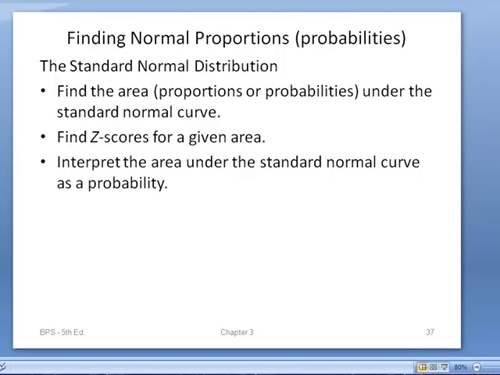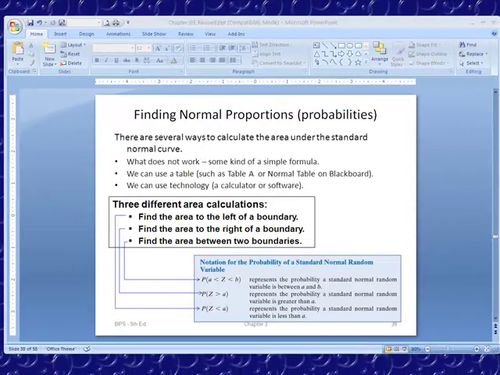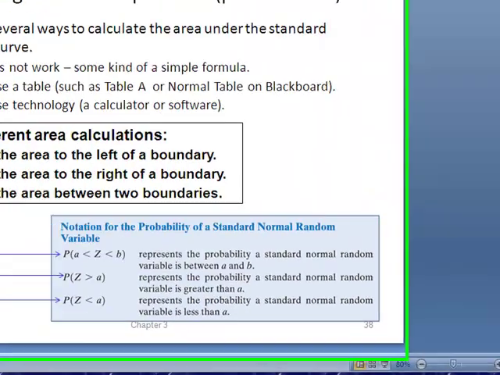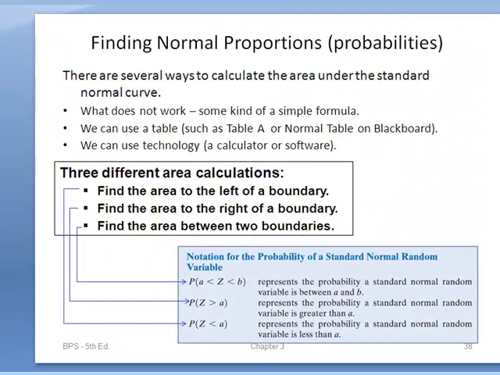So how are we going to find these areas, proportions, probabilities? Well, there are several ways to calculate the areas under the standard normal curve. There's no simple formula for this. We have to use the table, or we can use technology, like Minitab. We can find the area to the left of a particular value, the area to the right of a particular value, and we can also find the area between two values.